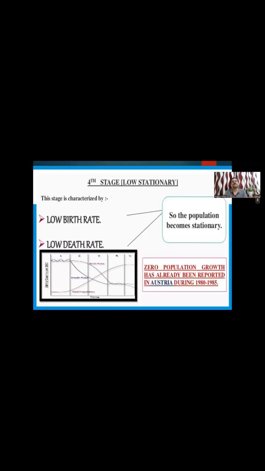Next we are moving into the fourth stage of the demographic cycle, known as low stationary. We already studied high stationary, where birth rate is high and death rate is high. But in low stationary, there is a low death rate and a low birth rate. So the result is the same as in the first stage: the population becomes stationary, as the two cancel each other. There is no population growth, zero population growth. An example is Austria during the 1980-85 period.